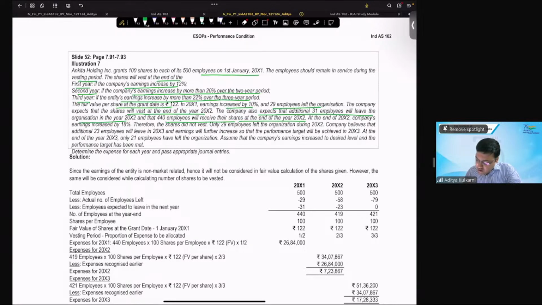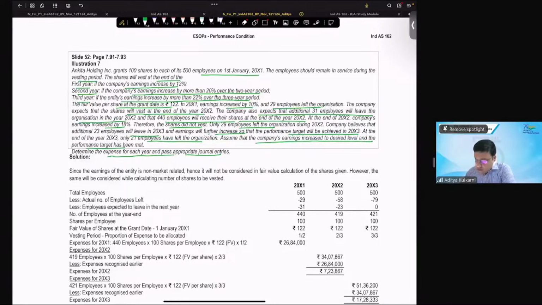At the end of year 2, the company's earnings increased by 18%. Therefore, the shares did not vest. Only 29 employees left. The company believes that an additional 23 employees will leave in 20X3. Earnings will further increase so that the performance target will be achieved in 20X3. So at year 2, the vesting period is increasing to how many years? 2 years or 3 years? It's increasing to 3 years. At the end of year 3, only 21 employees have left. Assume that the company's earnings increase to the desired levels and the performance target is met. Determine the expense for each year and pass the appropriate journal entries.